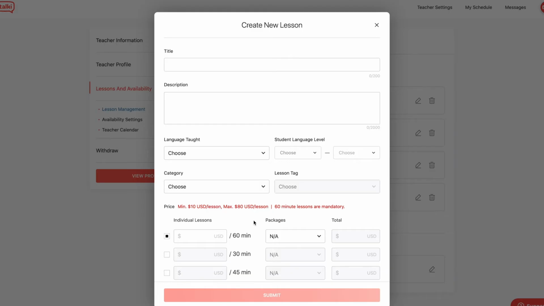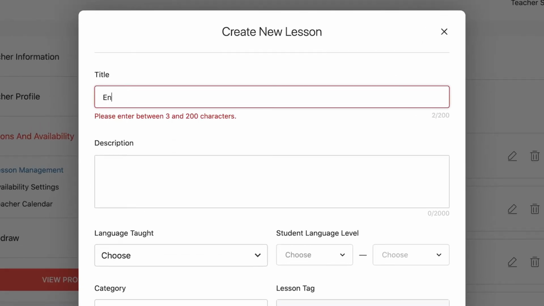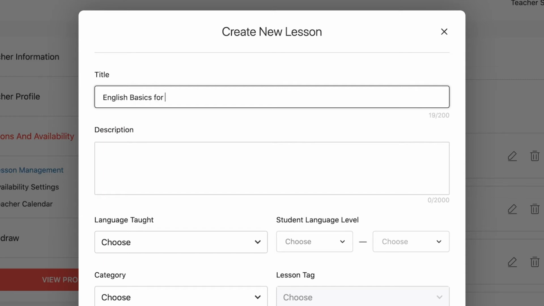Click Create a Lesson, fill in the title of your lesson. You want to be specific in your title and avoid things like "English lesson." Try to be specific with your titles, like "English Basics for Beginners" or "Chinese Reading Practice for Intermediates."